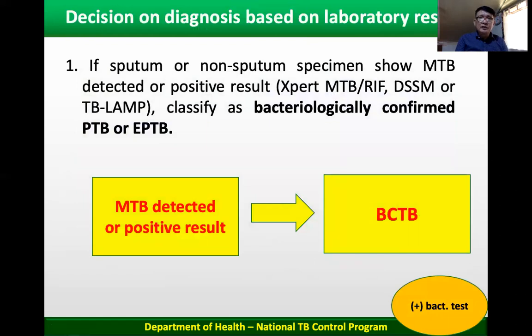Now, the decision on diagnosis based on laboratory results. Okay, if sputum or non-sputum specimens show MTB detected or positive result, we usually classify them as bacteriologically confirmed PTB. So MTB detected or positive result, we classify them as BCTB or bacteriologically confirmed TB.